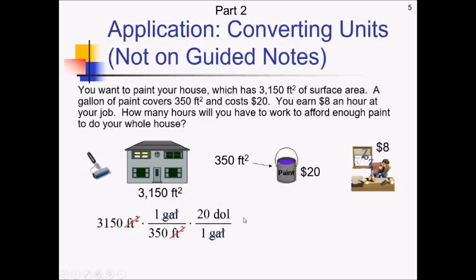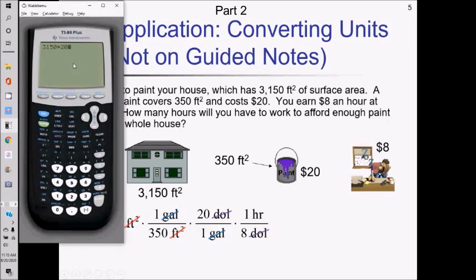But we don't want to know how many dollars it takes. We want to know how long you have to work. So we need time units. Well, here we have this other piece of information. You get $8 an hour, so $8 is equivalent to 1 hour. Now the dollars cancel. And we just multiply the numerator and denominator, and we'll see what we end up with. So multiplying the numerator, let me do this on the calculator, 3150 times 20, and that's going to come out to 63,000.